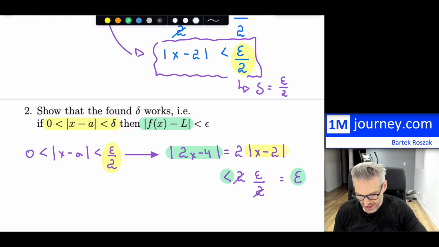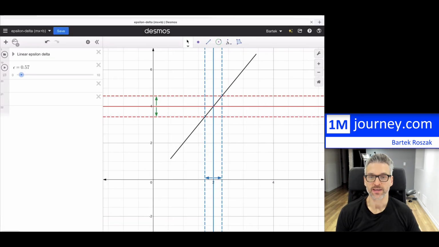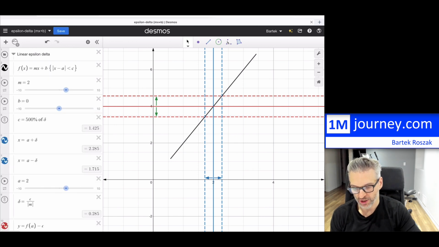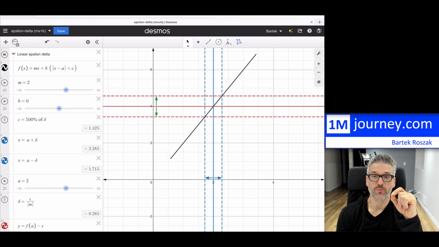So if you now take this, I'm going to bring in Desmos. So here is your linear function. Notice the function on the left-hand side: I'm setting the slope equal to 2 because that's what it was. And my b, my intercept, was just 0. So that's what I wanted.